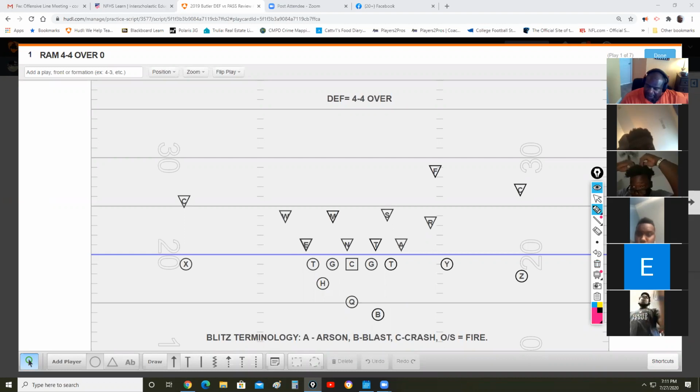We'll talk about that and I'll show some scenarios. And guys, let me show you Sam crash. These two guys would take A and B gap more than likely. And then Sam would run the edge, not quite the edge, but he'd run the C gap. So that would be Sam crash.